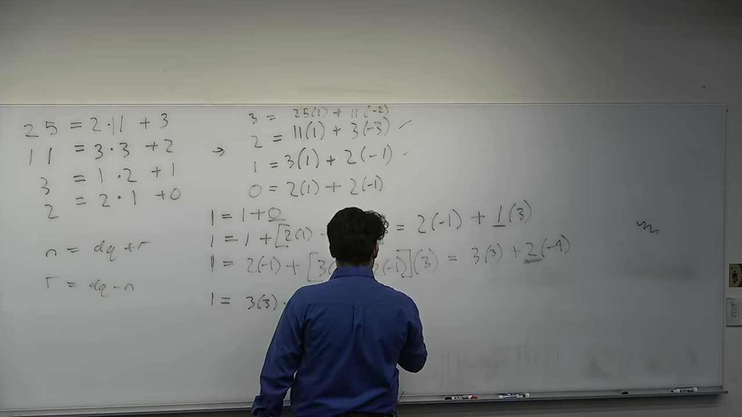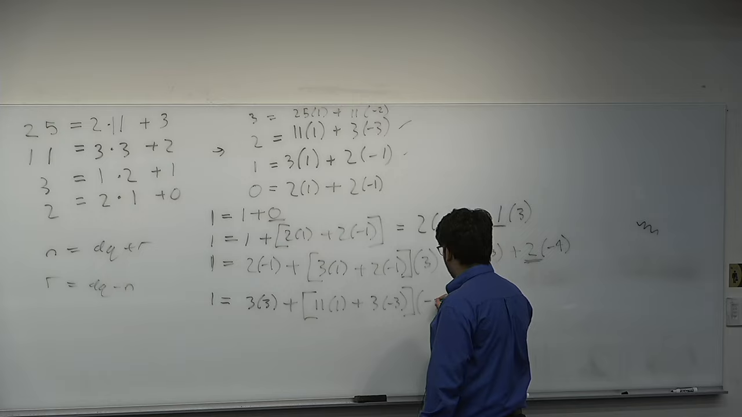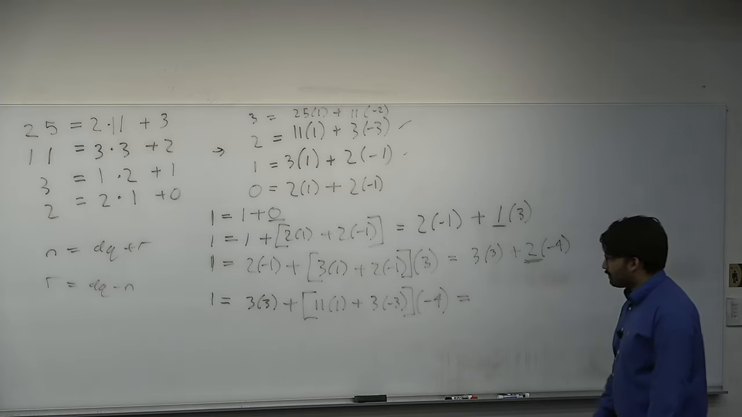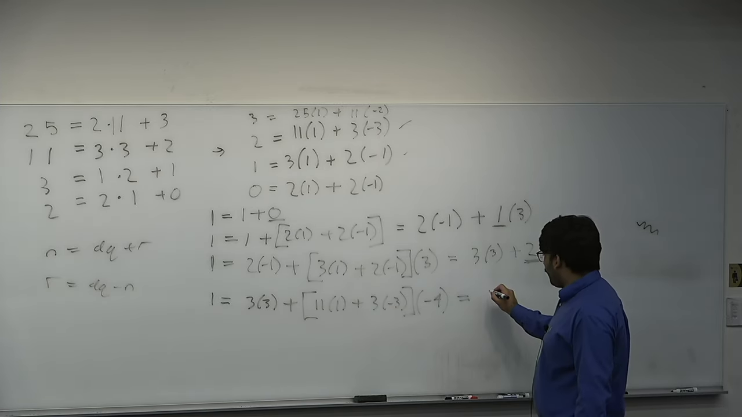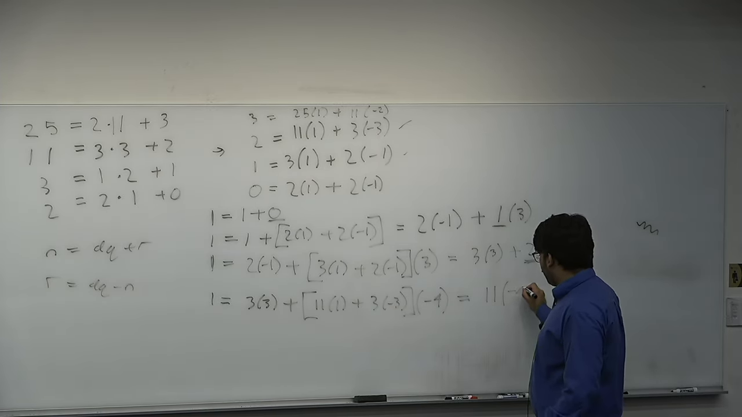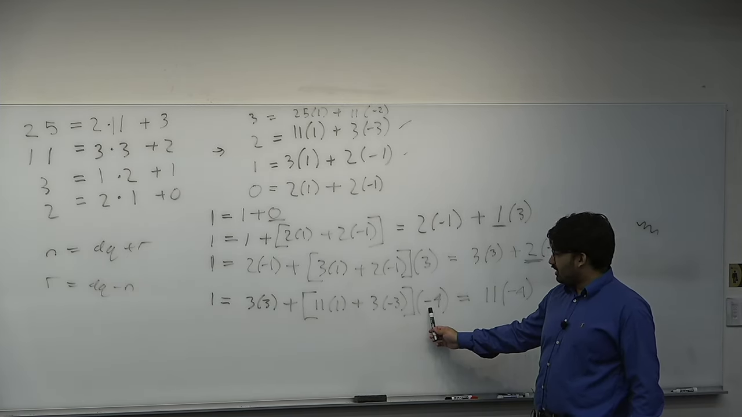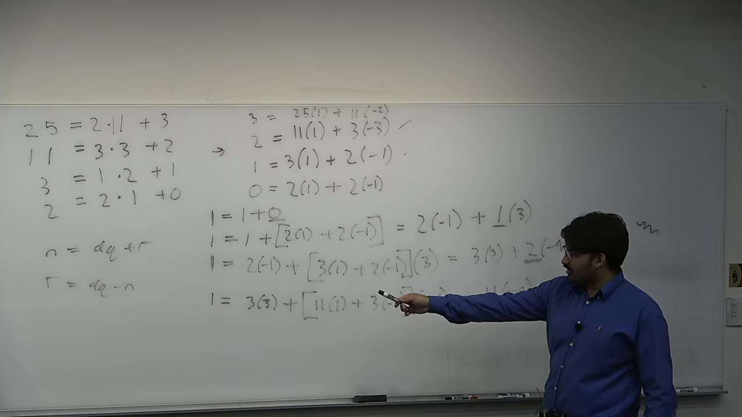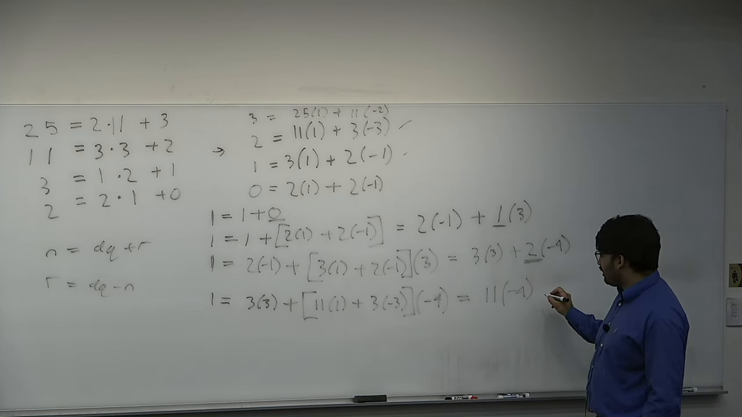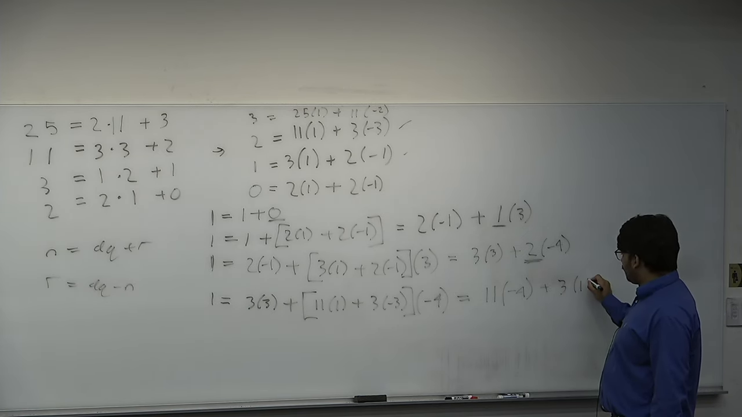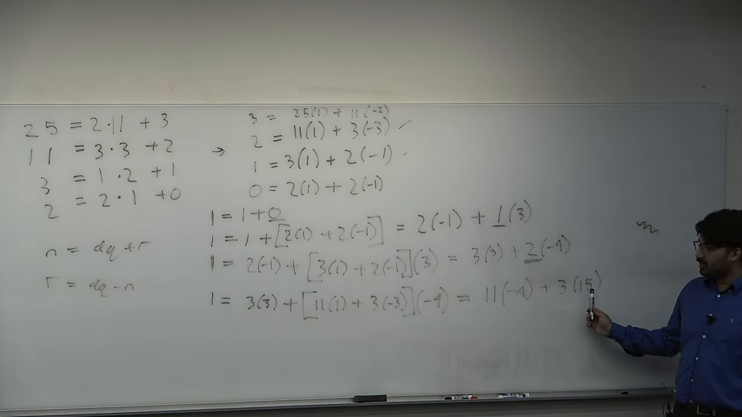plus 3 times negative 3, times negative 4. Right? We again want to leave the 11 alone because that's the one we want to keep, but these are going to be multiples of 3. So we pull the 11 out. That's going to be 11 times negative 4. Right? And then we're going to have, what is negative 3 times negative 4? 12. And then the 3 is going to be, what's 12 plus 3? 15. So we pull the 3 out of those. We get 3, 15. Would you agree that 1 is equal to 11 times negative 4 plus 3 times 15?